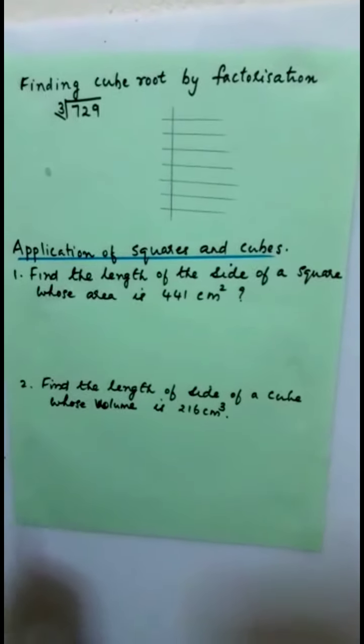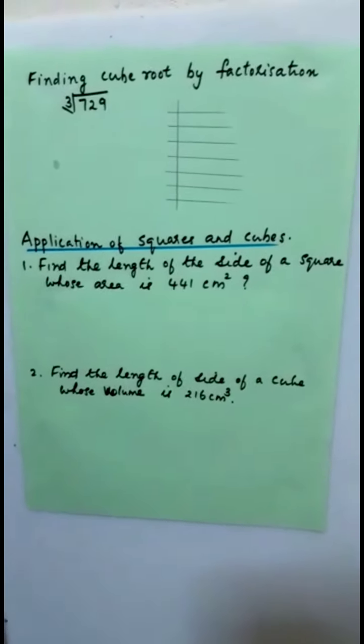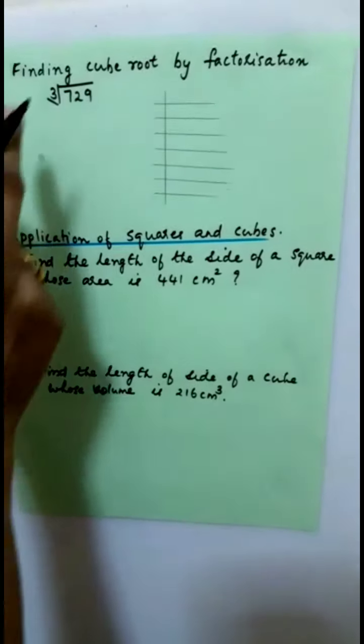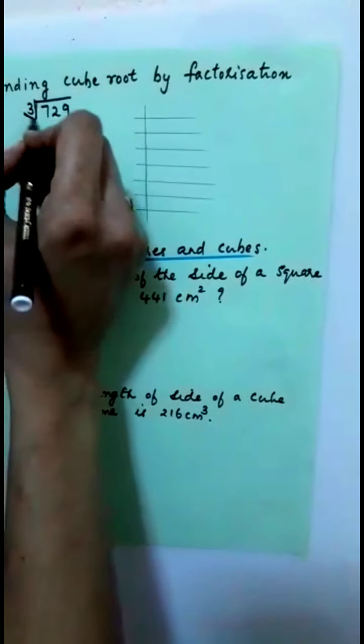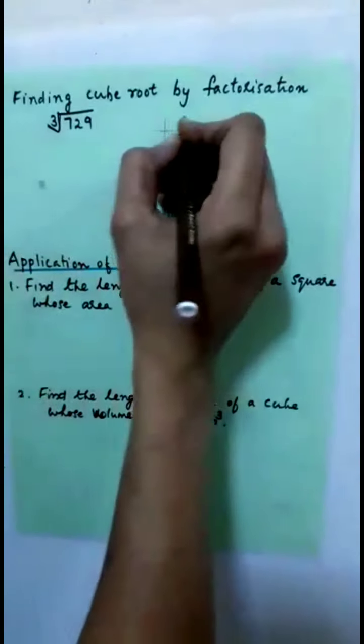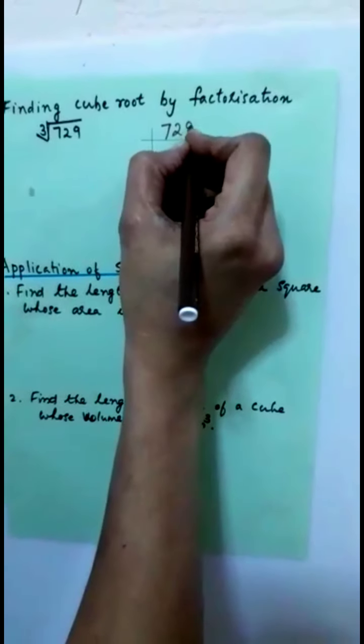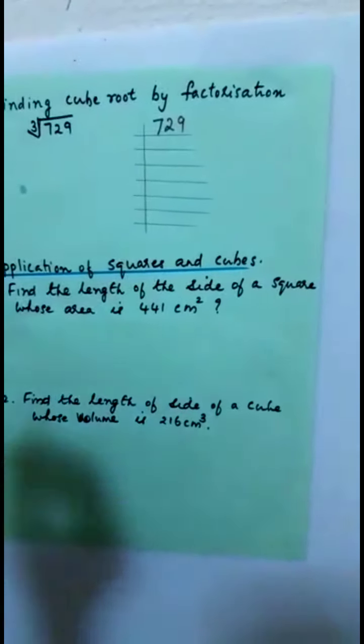Next is the cube root. Finding cube root by factorization. The cube root symbol has a 3 inside this V-shaped sign, and this is the way we write the cube root. I am giving an example, 729. A perfect cube root we can do.